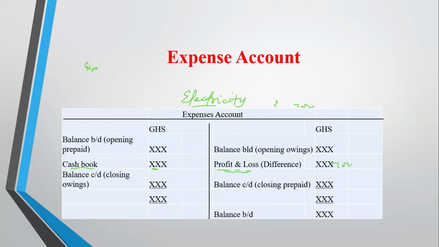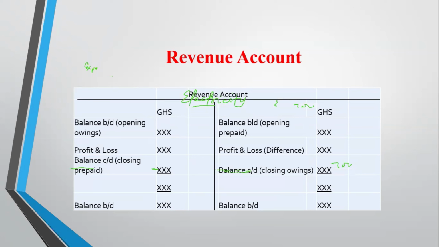Let's move to the revenue account. So now we are on the revenue account. With the revenue account, again, if we have owings and prepaid and you are asked to do adjustments, this is how we are going to do it.